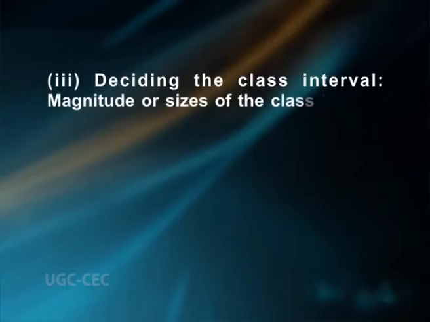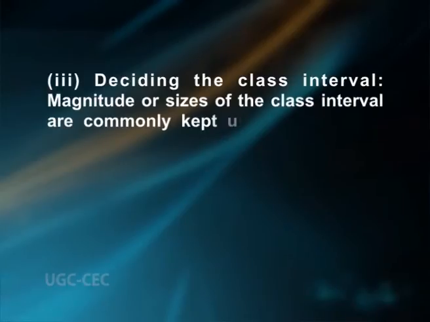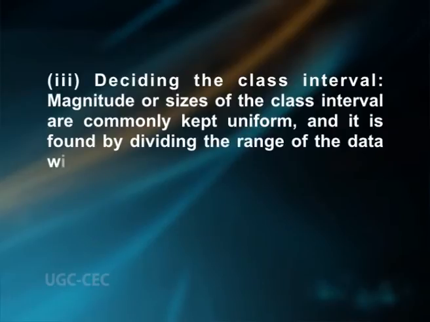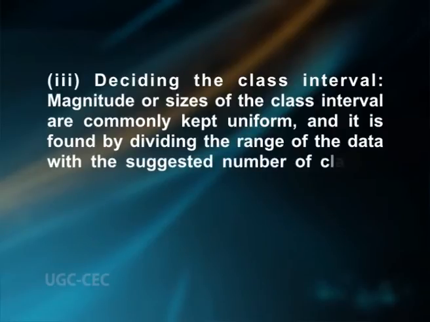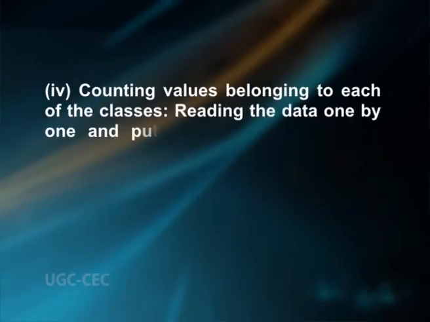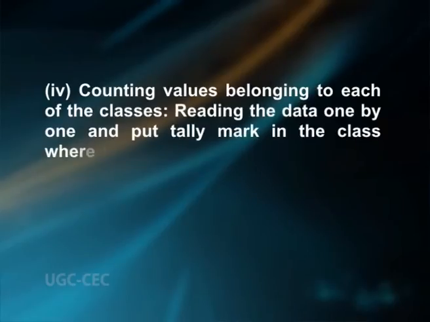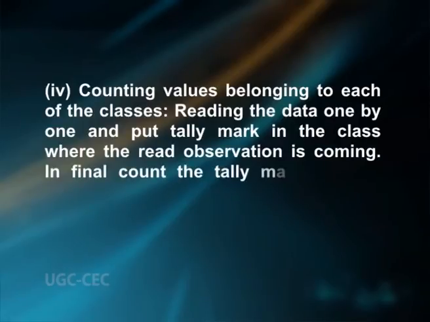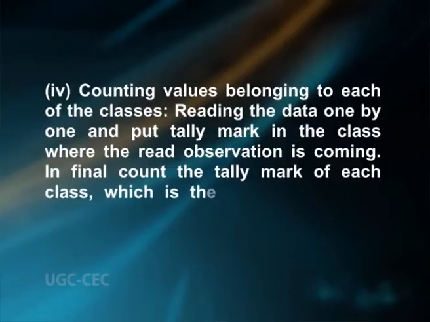3. Deciding the class interval. The magnitude or size of the class interval is commonly kept uniform, and it is found by dividing the range of the data by the suggested number of classes and rounding off. 4. Counting values belonging to each of the classes. Read the data one by one and put a tally mark in the class where the observation falls. Finally, count the tally marks of each class, which is the frequency of that class.